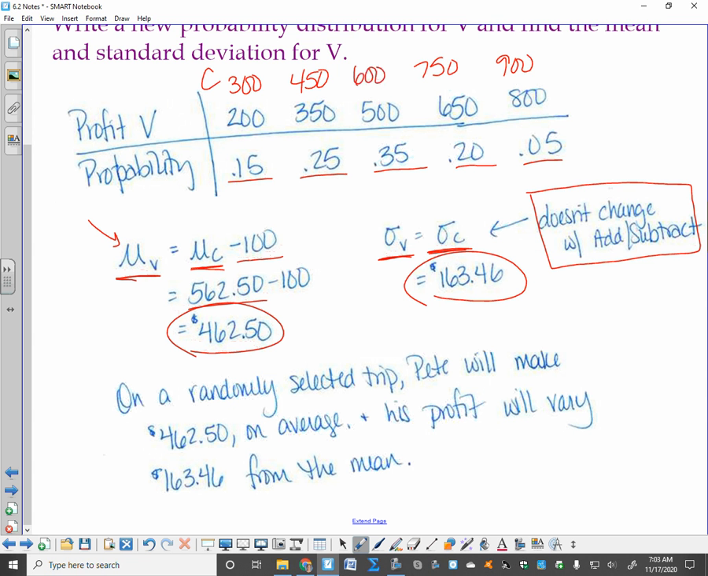as they're grading it. So then we're going to write our beautiful sentence, which is the big red bow on top. On a randomly selected trip, Pete will make a profit of $462.50 on average, and his profit will typically vary by about $163.46 from the mean. So the kicker here is make sure you know correct notation. Make sure you know what changes what. Multiplication and division affect everything. Addition and subtraction only affect the mean. They do not affect the standard deviation.